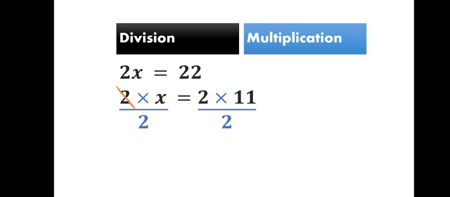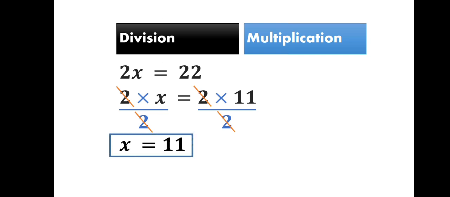So 2 cancels 2 to give us x, and then 2 cancels 2 to give us 11. So x equals 11 is our final answer. This is how we use the idea of division and multiplication to solve an algebraic question.